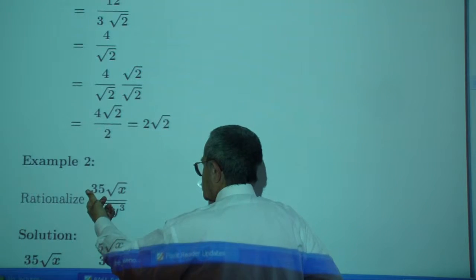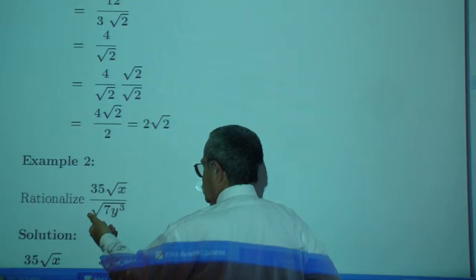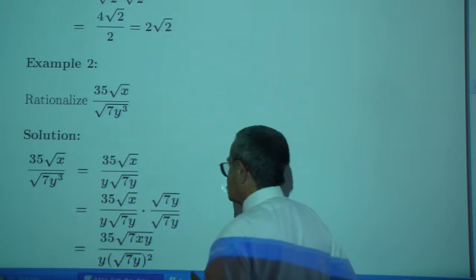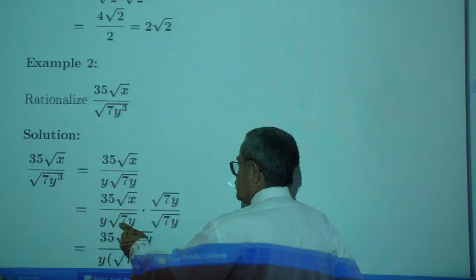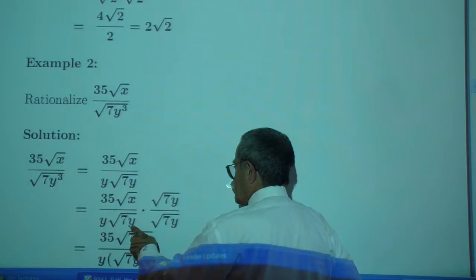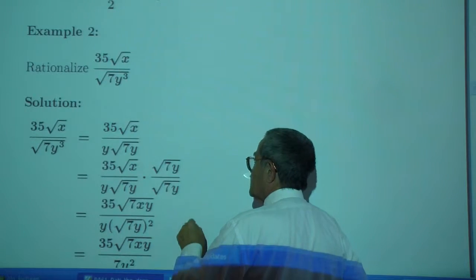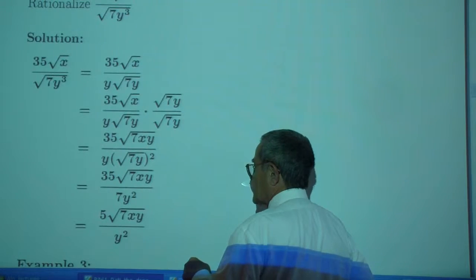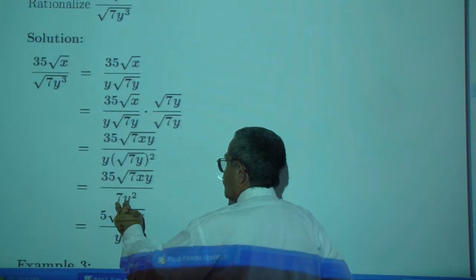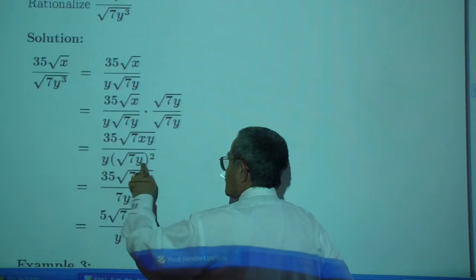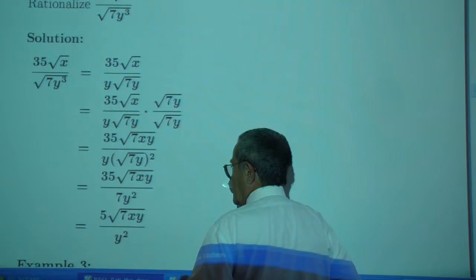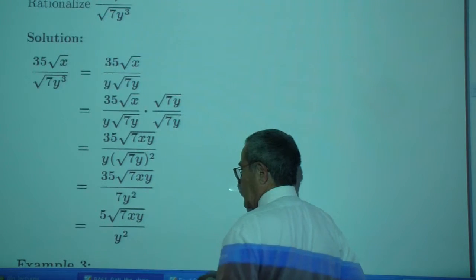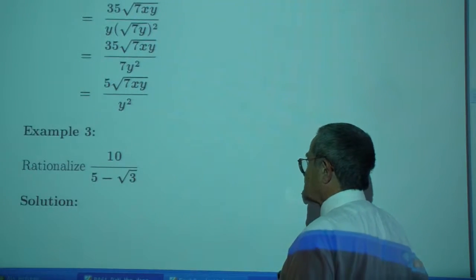Rationalize 35 square root of x over square root of 7y cubed. Just multiply by, you need an extra 7 in the denominator, an extra y in the denominator, multiply by square root of 7y over square root of 7y. You get 7y squared in the denominator, this y times that y. And you have 5 times the square root of 7xy over y squared.